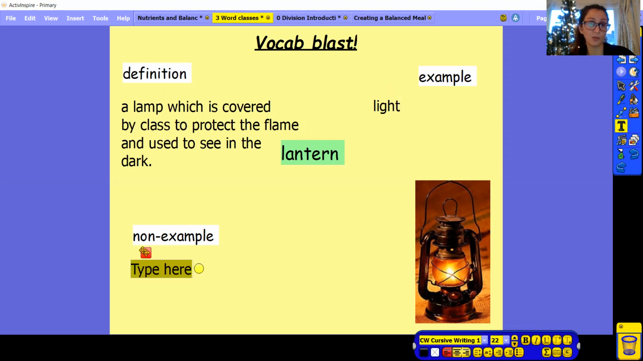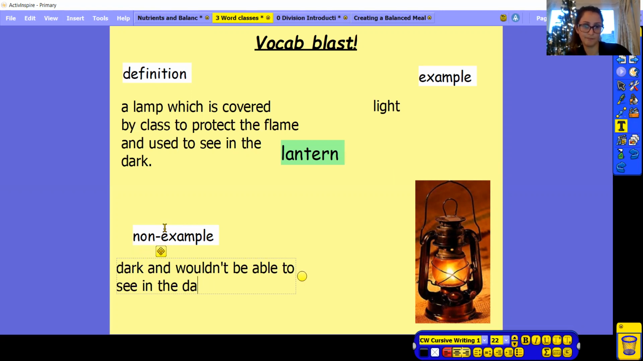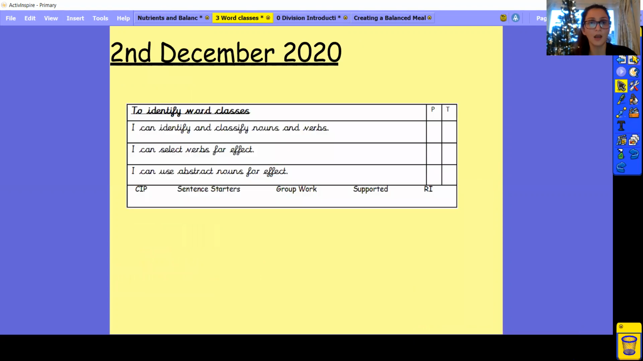And another example would be something. So it'd be dark, wouldn't it? You wouldn't be able to see. So dark and wouldn't be able to see in the dark. Okay, so that is our lantern, our definition of our lantern there, for our vocab blast.